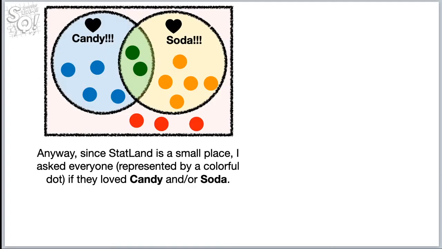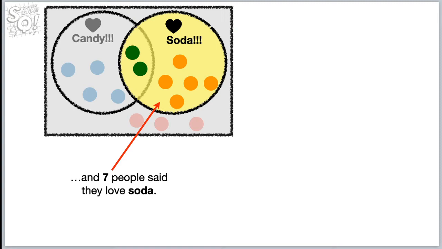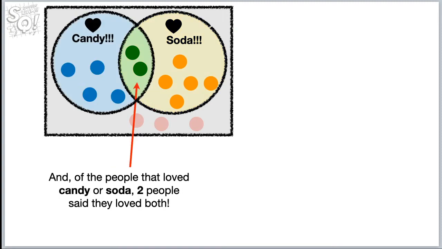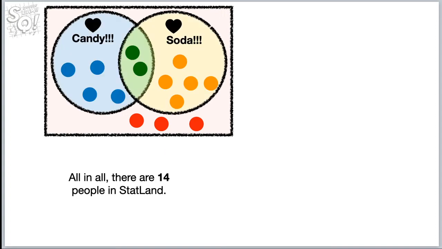Anyway. Since Statland is a small place, I asked everyone, represented by a colorful dot, if they loved candy and/or soda. 6 people said they loved candy. And 7 people said they loved soda. And of the people that loved candy or soda, 2 people said they loved both. And last but not least, 3 people in Statland said they did not love candy or soda. All in all, there are 14 people in Statland.